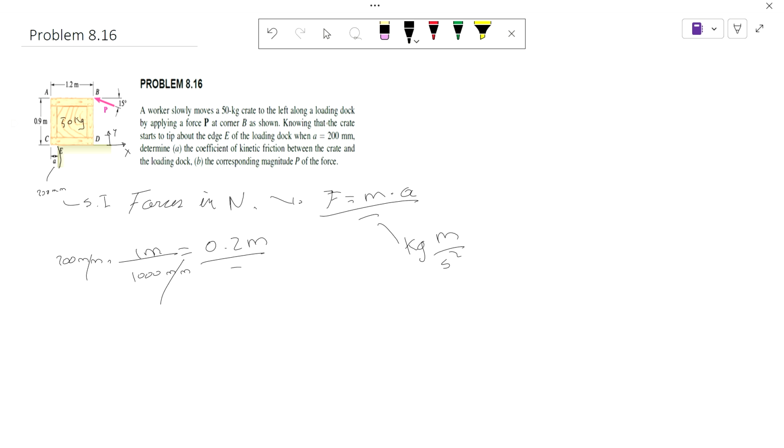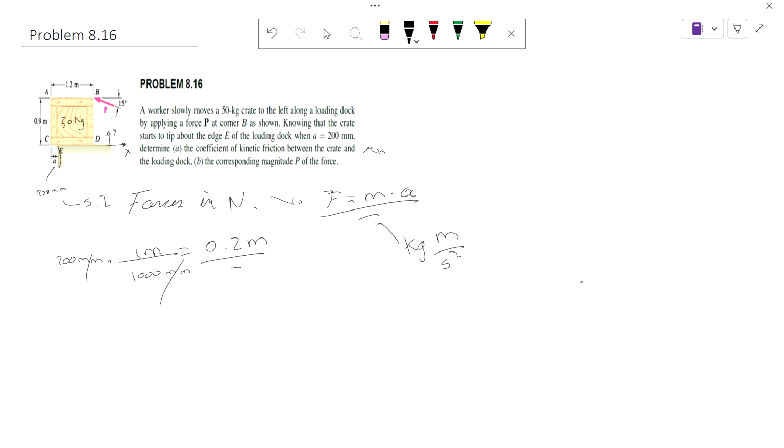So let's see what it's saying. It's applying force P at corner B, okay? Knowing that the crate starts to tip about E right here when A equals 200 millimeters. So they're telling us that this starts to tip when this is 200 millimeters. That's why A is given at 200. So A, what is the coefficient of kinetic friction, mu sub K, between the floor, the ground, and the box, and what is the value of P.